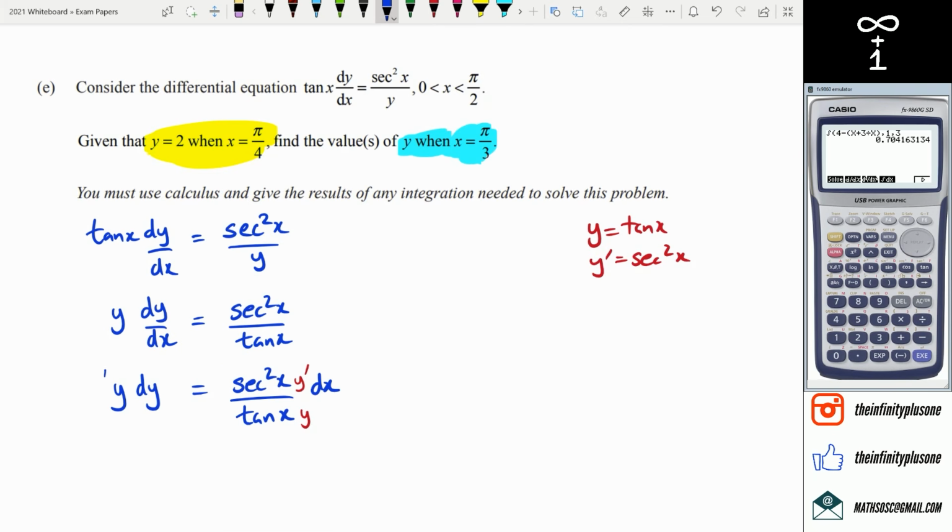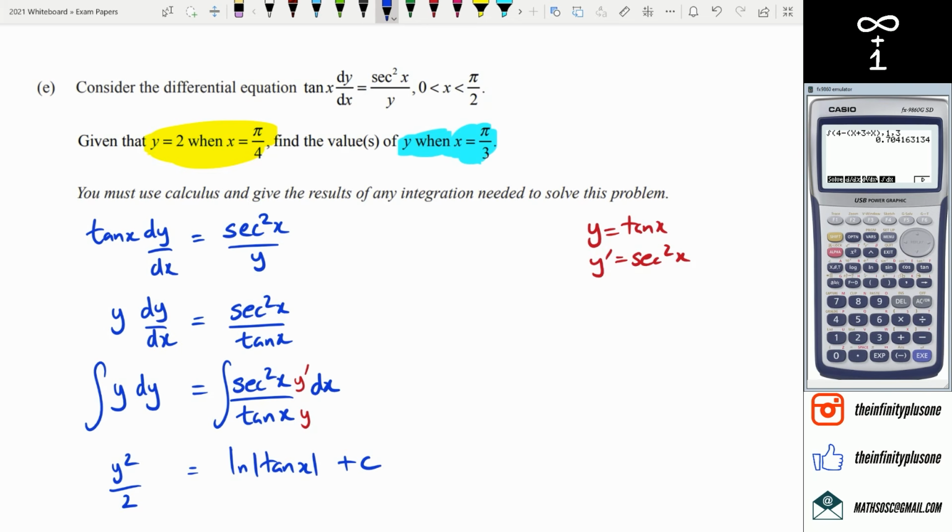So I'm going to integrate both sides, and when I integrate y, I'm going to get y squared over 2, which is then equal to ln of tan x plus c. All right, and I think that's the trickiest part in this particular question. And if you can get your head around that, it's pretty much an easy ride from this point onwards.